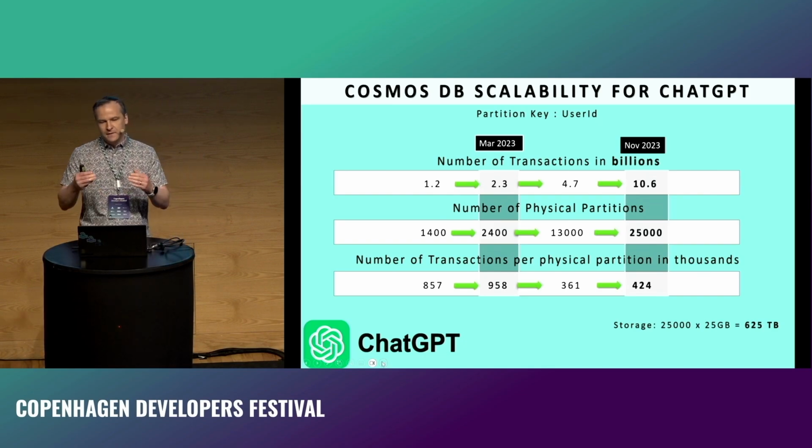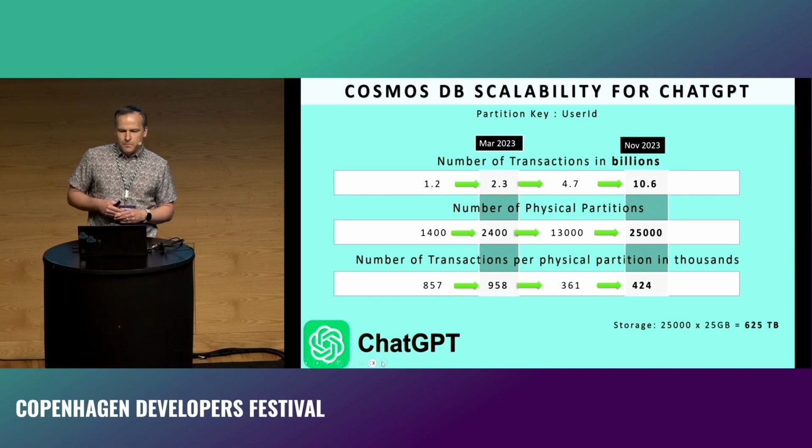If you look at the physical partitions, they respect those numbers. They go high with the transactions. In November 2023, we have 25,000 partitions, which are database servers, just for ChatGPT. It looks like the partition key is the user ID, which makes sense. Whenever you do something with ChatGPT, you have the user ID, so you know which partition has the data, so everything is scalable very easily. If you pick the wrong partition key, you are really in deep trouble here, because we have 25,000 partitions to deal with.